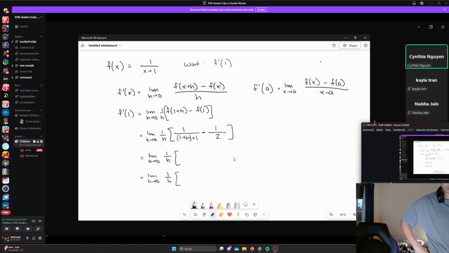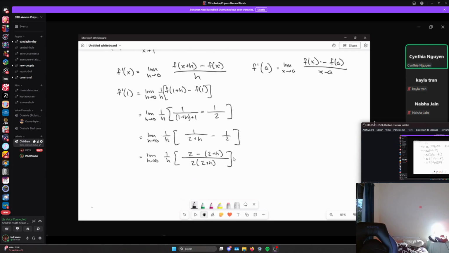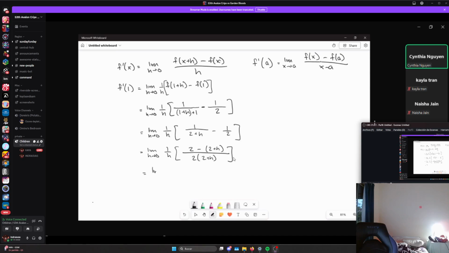So right now, on the bottom, I have 1 over 2 plus h minus 1 over 2. Okay, perfect. So, like I said before, common denominator, so 2 minus 2 plus h. Common denominator is 2 times 2 plus h. And then just get everything to work.